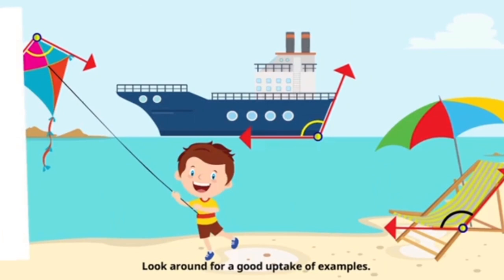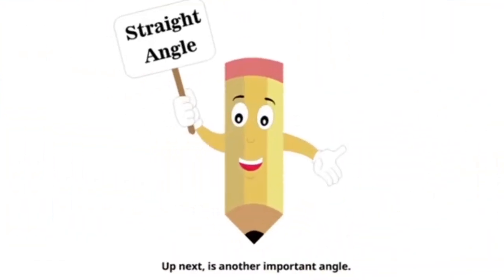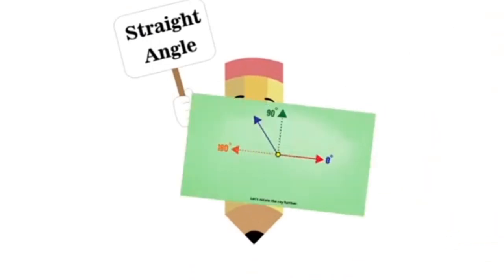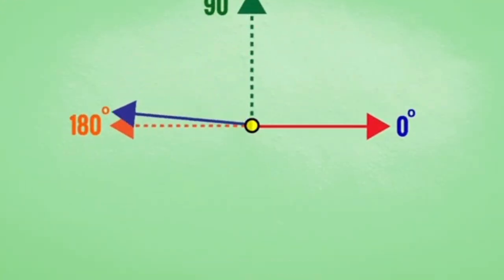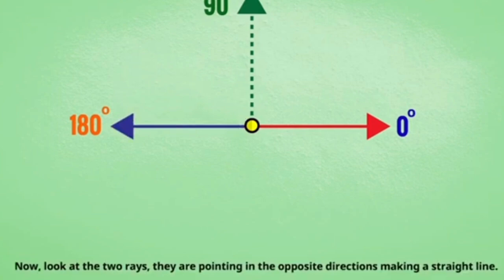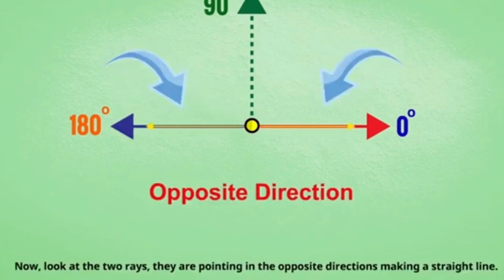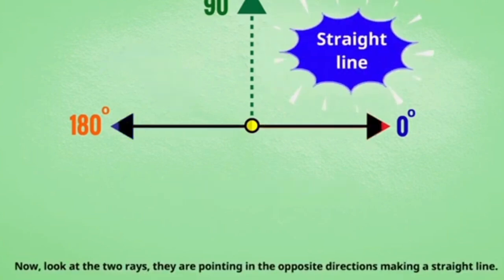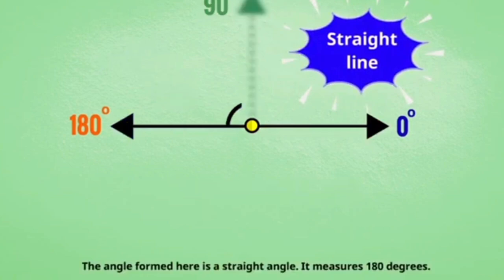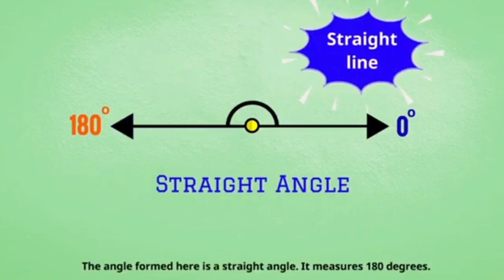Next, the straight angle. Up next is another important angle. Let's rotate the ray further. Now look at the two rays. They are pointing in opposite directions, making a straight line. The angle formed here is a straight angle. It measures 180 degrees. 90 degrees plus 90 degrees.